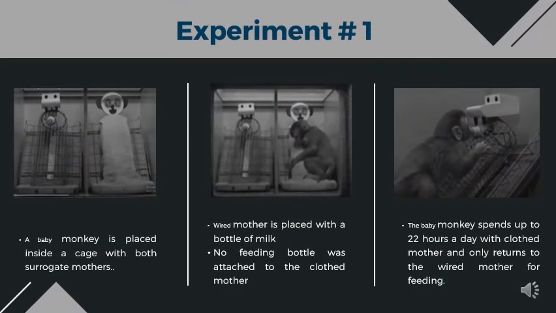Experiment number 1. A baby monkey is placed inside a cage with both surrogate mothers. The wired mother is placed with a milk bottle so it is able to provide the basic needs of nourishment, whereas the cloth mother does not have any feeding bottle attached to it. It is seen that the monkey spent up to 22 hours a day near the cloth mother and returned to the wired mother only when forced by hunger.